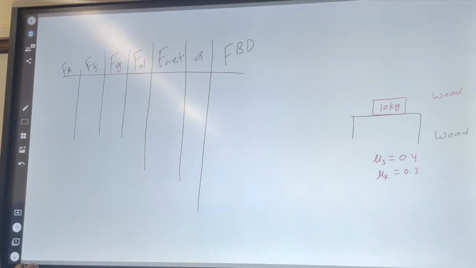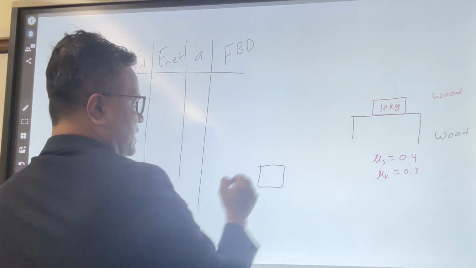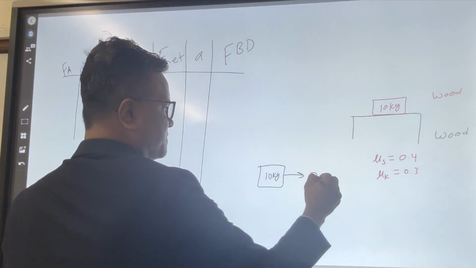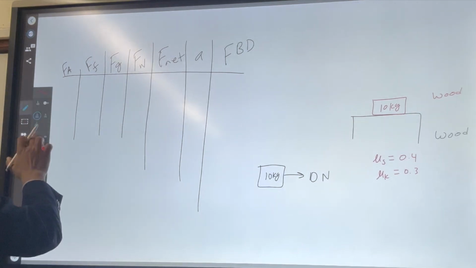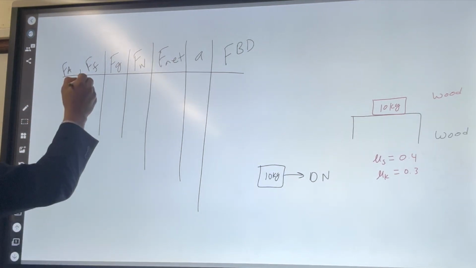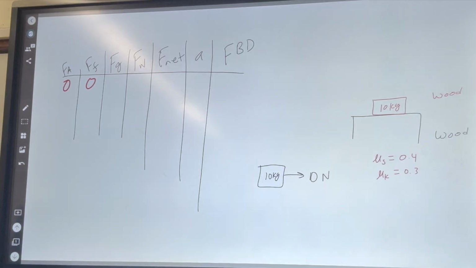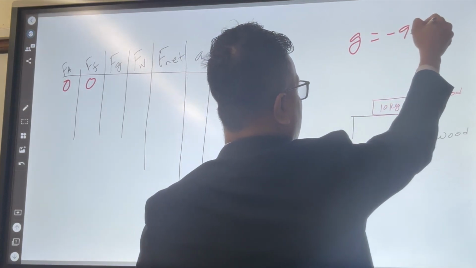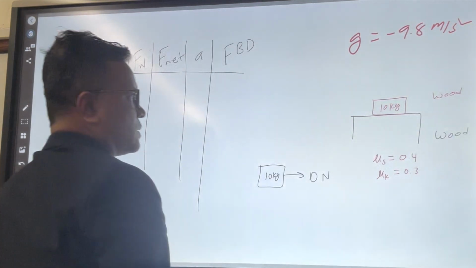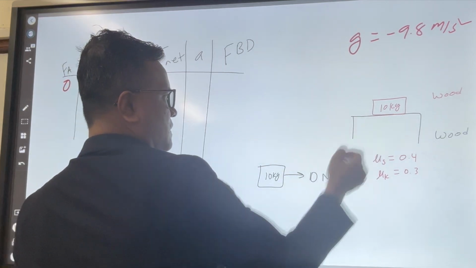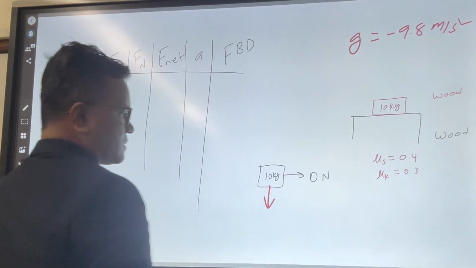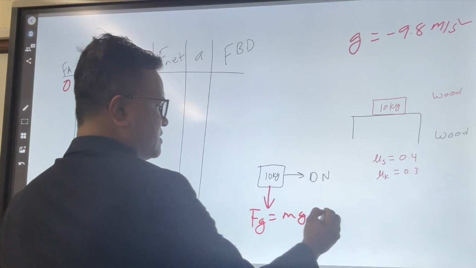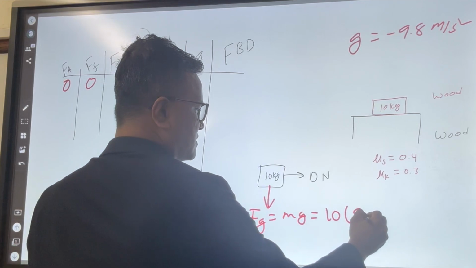Okay, so this is the box, 10 kilogram. You apply 0 Newton. If you do apply 0 Newton, what happens? Then force of friction is also 0. We're going to use g as negative 9.8 meter per second square. So what is the weight? mg, m is 10, g is negative 9.8.